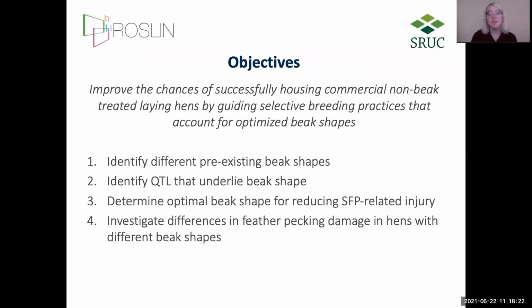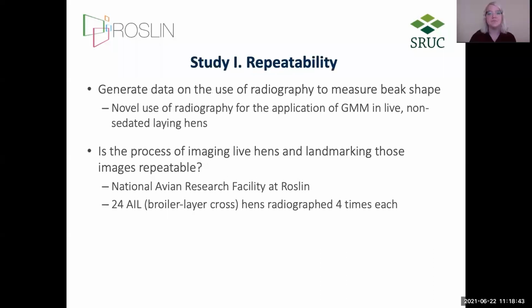The 4 objectives of my PhD are to, 1, identify different pre-existing beak shapes; 2, identify QTL that may underlie beak shape; 3, determine which beak shape is optimal for reducing injuries related to severe feather pecking; and 4, investigate differences in feather pecking damage between hens that have different beak shapes.